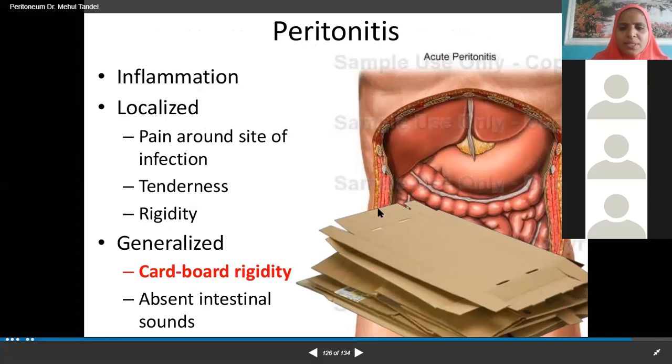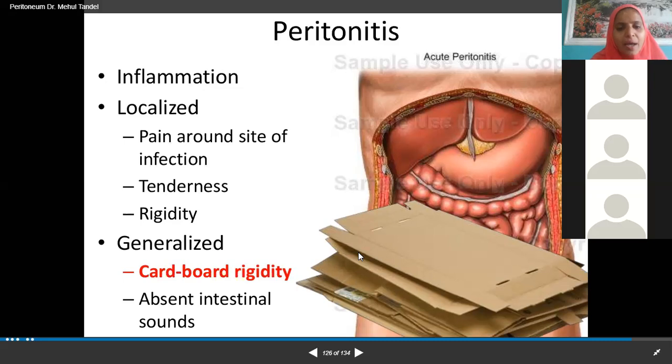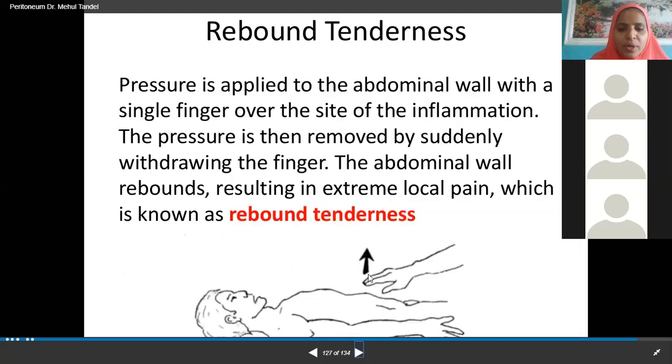What is that? You will see all abdominal organs. If you just palpate the abdomen, the person's abdomen feels so rigid, like cardboard rigidity. You will not even be able to perceive any intestinal sounds. On percussion, no sound is felt. Now this is rebound tenderness. That means pressure is applied on the abdominal wall with a single finger over the site of inflammation.